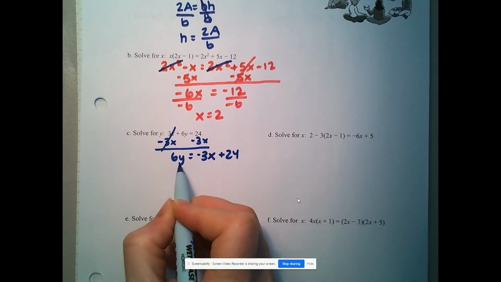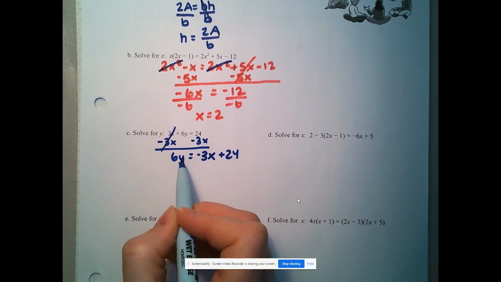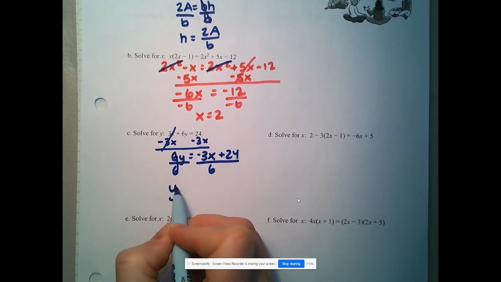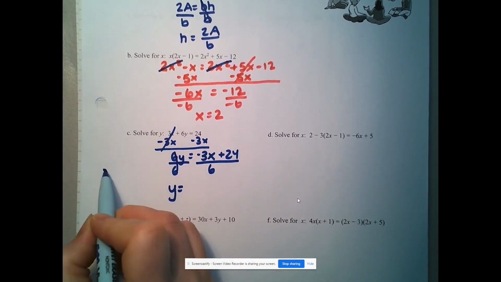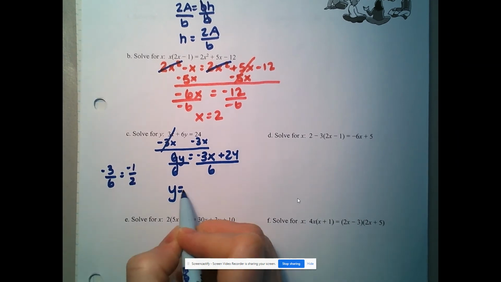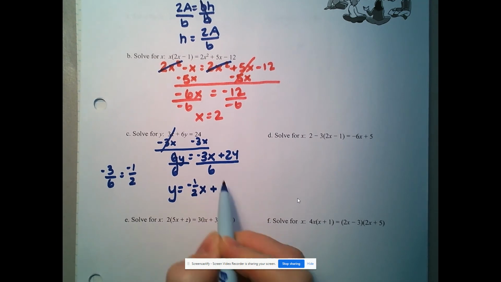Now, most of the time, you would not want to divide by 6 if everything on the right was not easily divisible by 6, but it's the only choice. It's the only way to get y by itself. So divide by 6, divide by 6. Y equals. Now, negative 3 over 6 will simplify to negative 1/2. So y equals negative 1/2 x plus, and 24 divided by 6 is just 4.